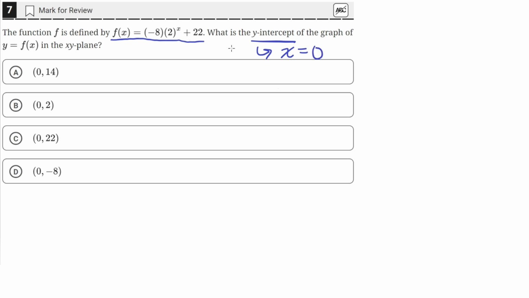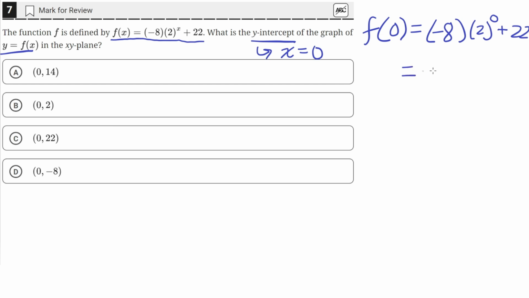So we just need to find the value of y when x is equal to 0, where y equals f of x. So we'll just find the value of f of 0. So we'll just plug in 0 for x. So we have negative 8 times 2, which is in parentheses since we're raising it to the 0th power, plus 22. So anything raised to the 0th power is just 1. So we'll just have negative 8, since negative 8 times 1 is just negative 8. And then this plus 22.